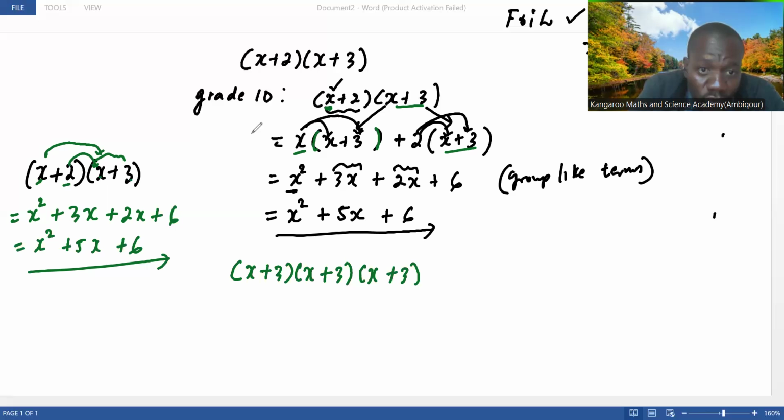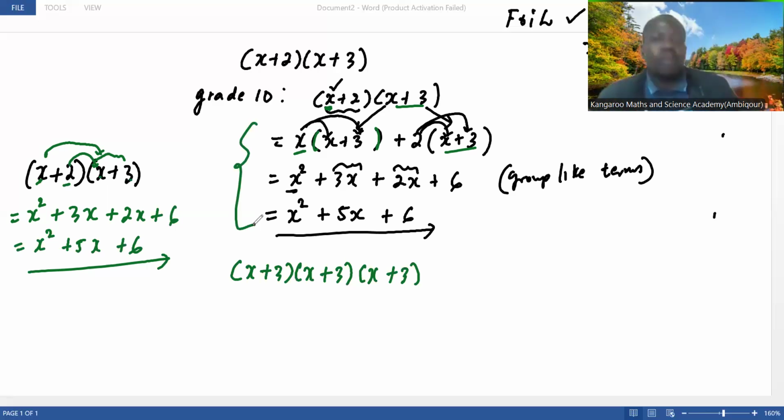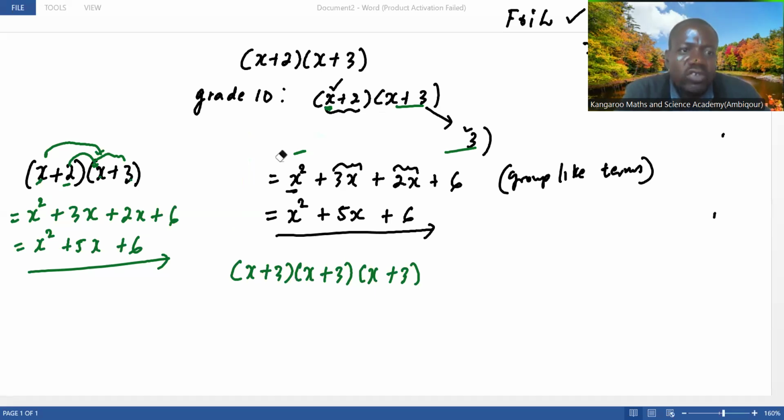You can even use the grade 10 method. There's no problem. What matters is we want you to get the answer. How? It does not matter. Whether you use the long approach or not, what matters is you understand what you're doing.